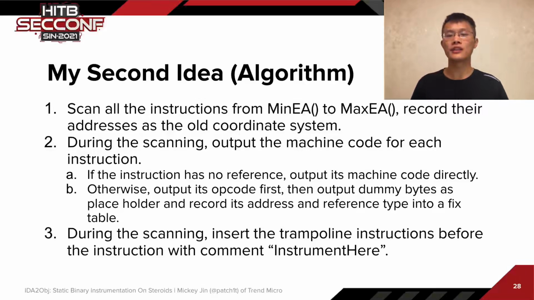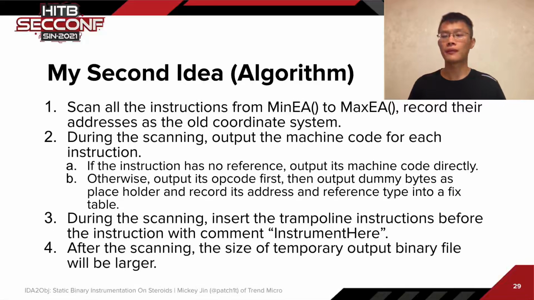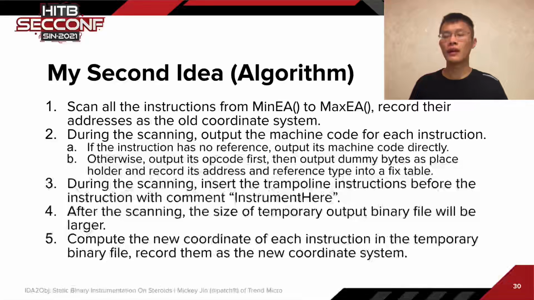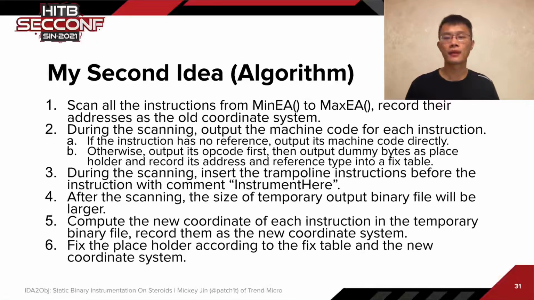After the scanning, the size of the temporary output binary file will be larger. Then we will compute the new coordinate for each instruction in the temporary binary file and record them as the new coordinate system. Then we need to fix the placeholders according to the fix table and the new coordinate system. Finally, we got a new instrumented binary file.